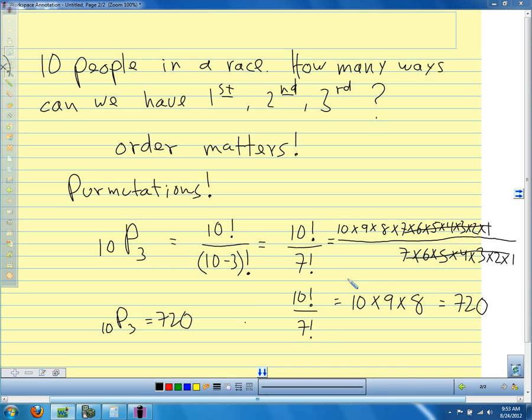All right, let's talk about another way of counting arrangements. And this one is called combinations.